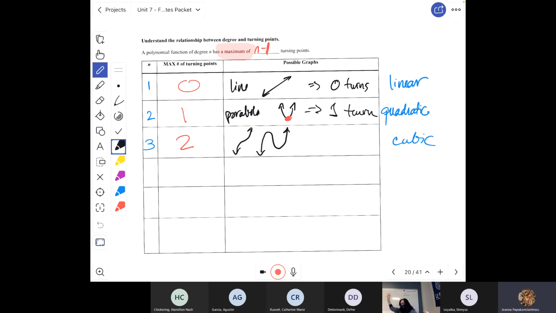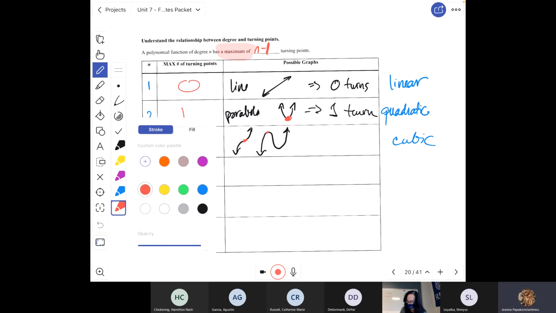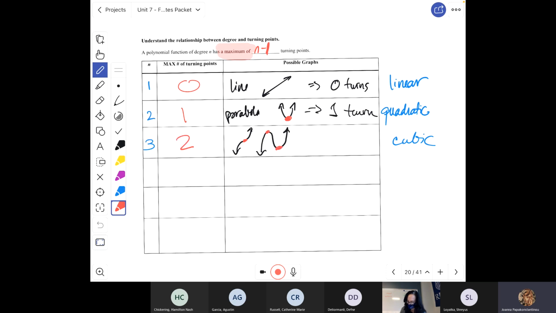If it's cubic, I know my tails are going in different directions, right? My tails have to go different directions if I'm a cubic polynomial. So the only way that can happen is this or this. So where's the turning point? Here. Where's the turning point? Here and here. So this implies that I can have either 0 or 2 turns.